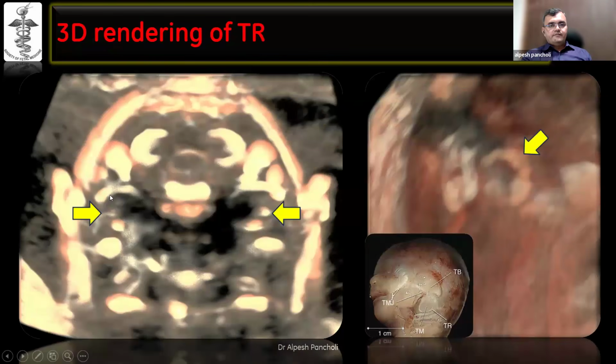This is the 3D rendering image and the axial plane on either side. And this is the oblique orientation rendering. We can see the tympanic ring behind the auricle. This is the corresponding abortus image.